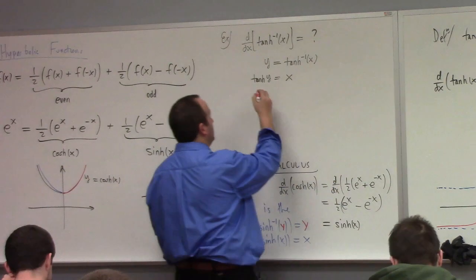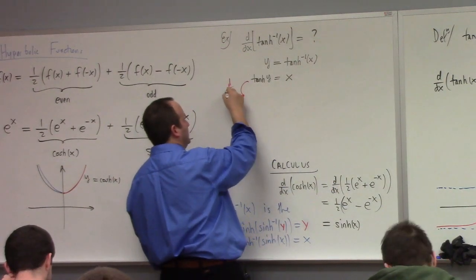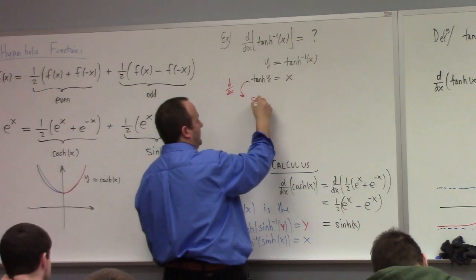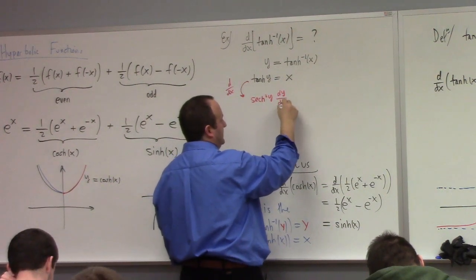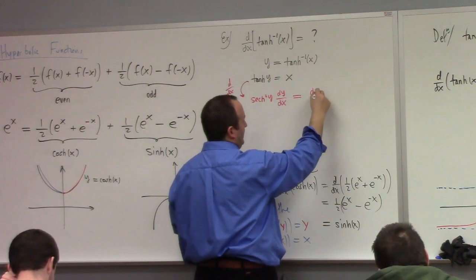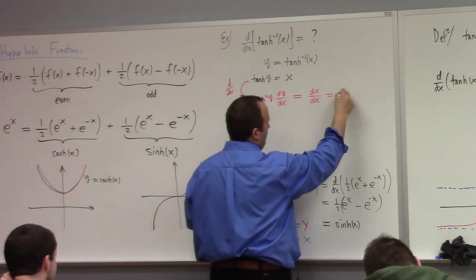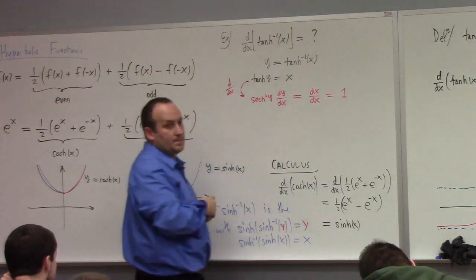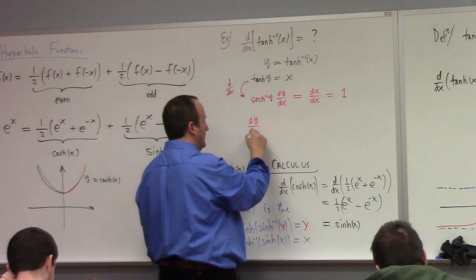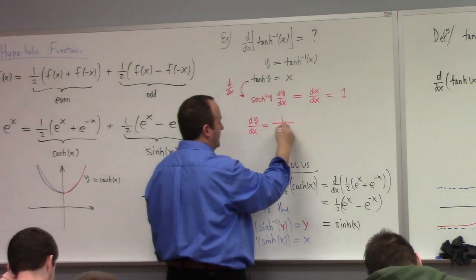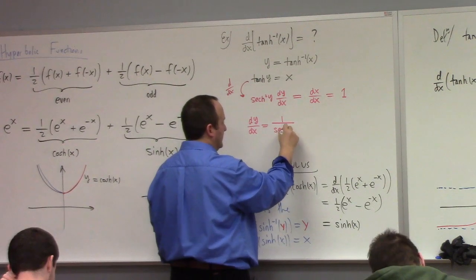Implicitly. And what's that give us? It gives us hyperbolic secant squared y times dy/dx is equal to dx/dx, which is equal to 1, right? Which tells me that dy/dx is equal to 1 over hyperbolic secant squared y.